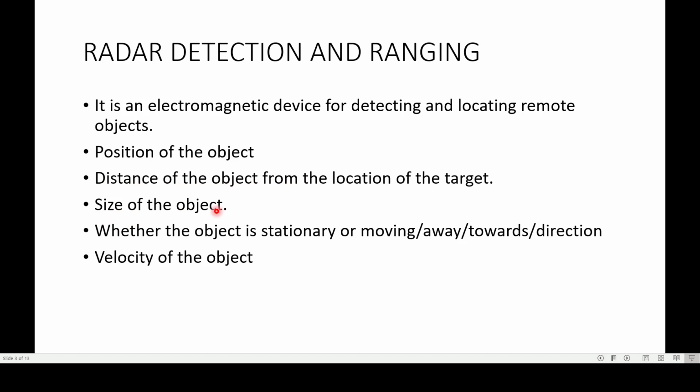We can also measure the size of the object, and it is very important. We can identify whether the object is stationary or moving. If it is moving, whether it is moving away from or towards the target. Also, we can find out the direction of the movement. In addition to that, we can find out the exact velocity of the moving object.